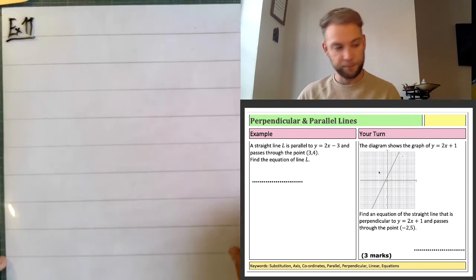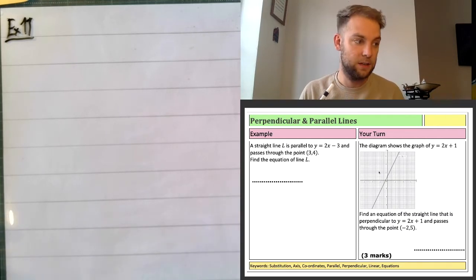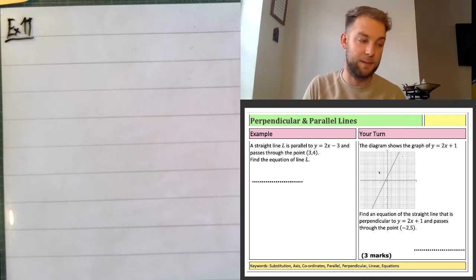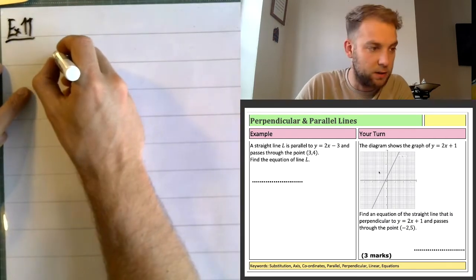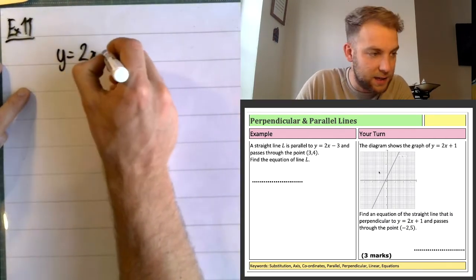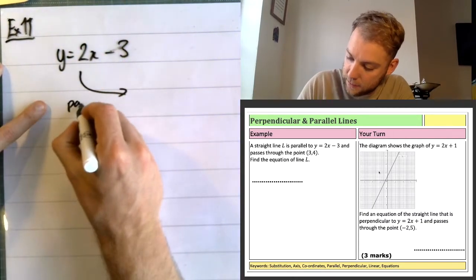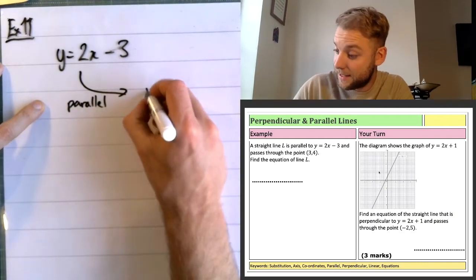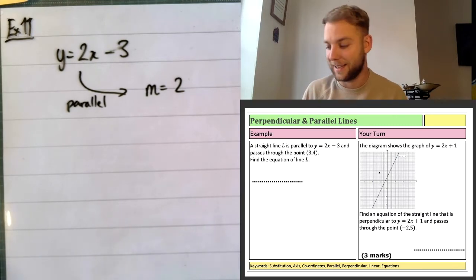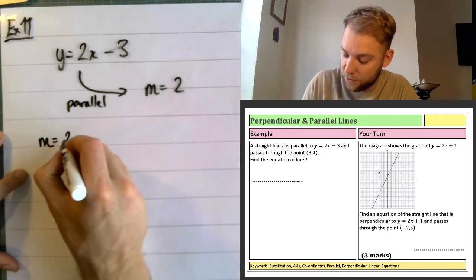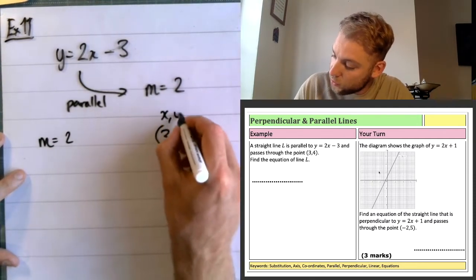So with this one here, notice that it doesn't give you the intercept, so we've got to find that. We know what the gradient is because it's parallel, so the gradient is going to be the same, but we've got to solve to find that intercept. My equation of the line in this one is y is equal to 2x subtract 3. So a parallel gradient is going to be the same, so m is equal to 2. The thing I don't know is the intercept. But I do have the gradient, which is 2, and I have a point, which is 3, 4, which I can use to find out my intercept.